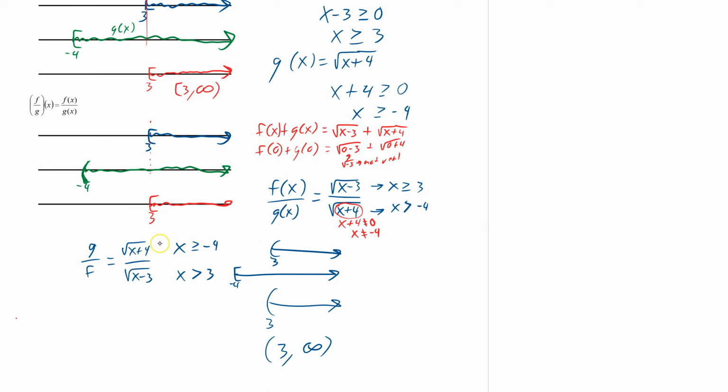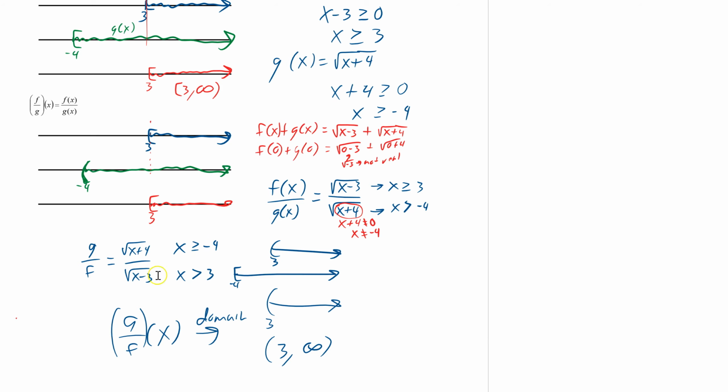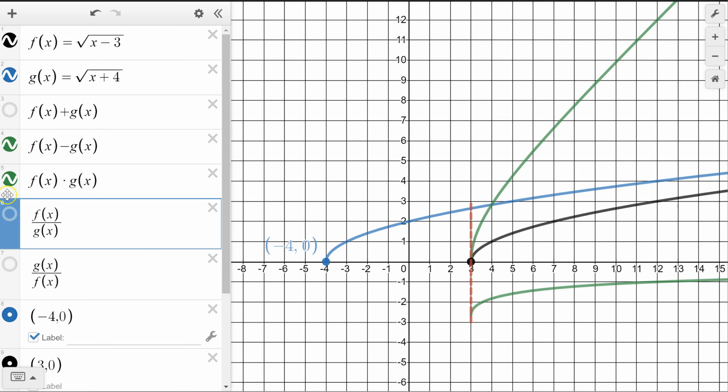But the one, g divided by f of x, its domain is 3 to infinity, but by putting this x minus 3 as a denominator, it turns that bracket to a parenthesis, meaning it cannot equal 3. So if you graph those functions as you add or subtract them, it will tell you the domain. You can see the domain here on every single one. It goes through each one.